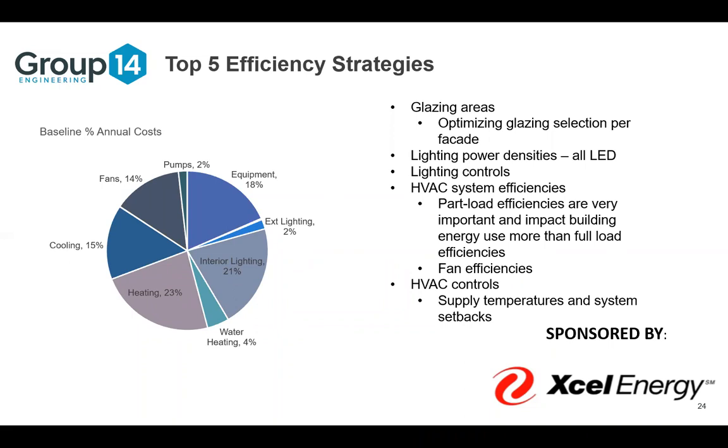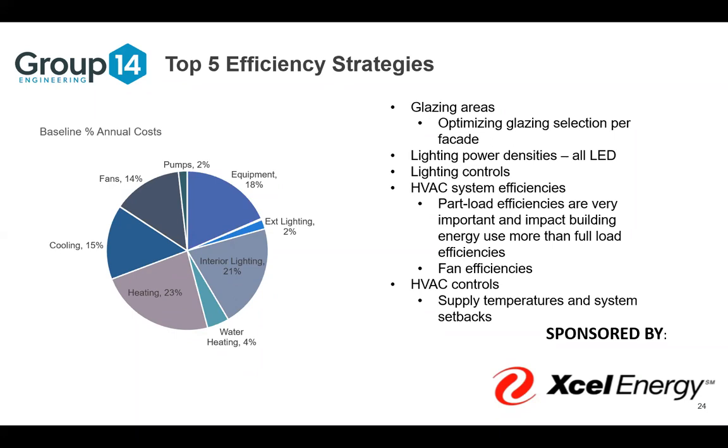The top 5 efficiency strategies, and again, this is Climate Zone 5B, so this is an example of the annual costs for a baseline building. I believe this is an office building. So we have a lot of HVAC energy use, fans, cooling, heating, a little bit of water heating, interior lighting, exterior lighting, equipment, those plug loads, that's what's modeled the same between the baseline and proposed, and then a little bit of pumps.